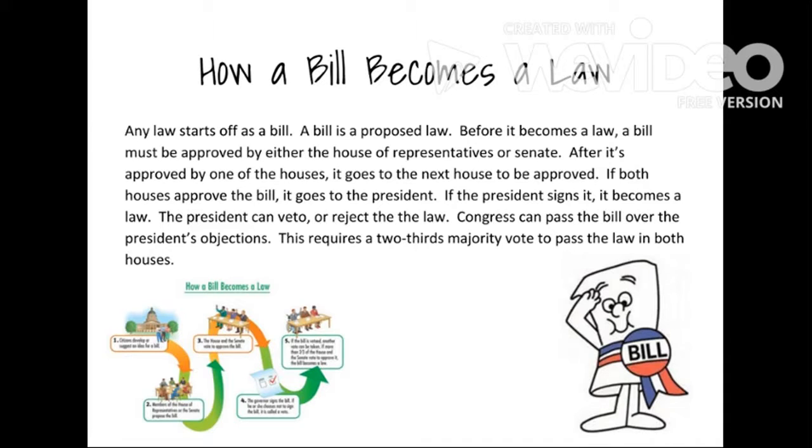Any law starts off as a bill. A bill is a proposed law. Before it becomes a law, a bill must be approved by either the House of Representatives or Senate. After it's approved by one of the houses, it goes to the next house to be approved. If both houses approve the bill, it goes to the president. If the president signs it, it becomes a law. The president can veto or reject the law. Congress can pass a bill over the president's objections. This requires a 2/3 majority vote to pass the law in both houses.